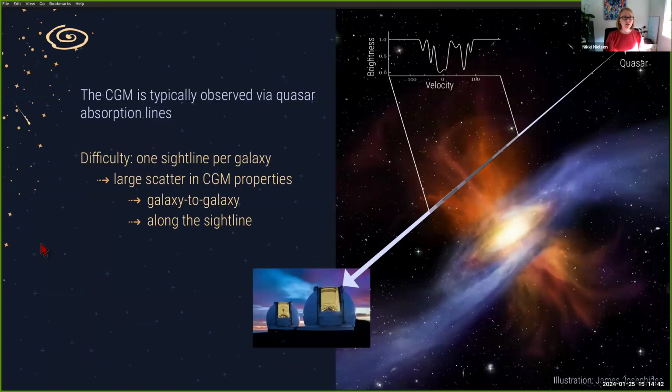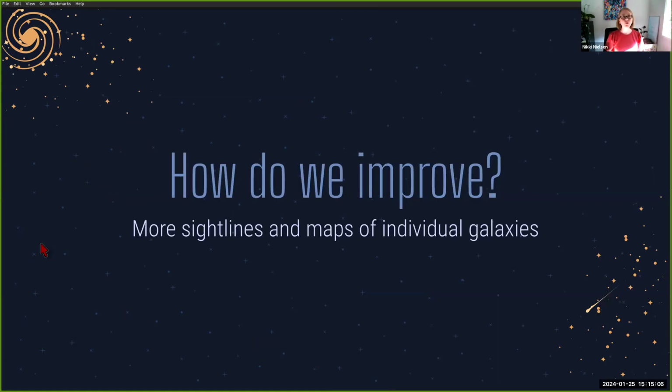But while we know a lot about the CGM from quasar absorption lines, we still have the difficulty that we still only have one sight line per galaxy, and we're getting large scatter in CGM properties, galaxy to galaxy, because we have a range of galaxy properties in our samples, and we also have a range of structures along that sight line. So how do we improve our observations and move the field forward?